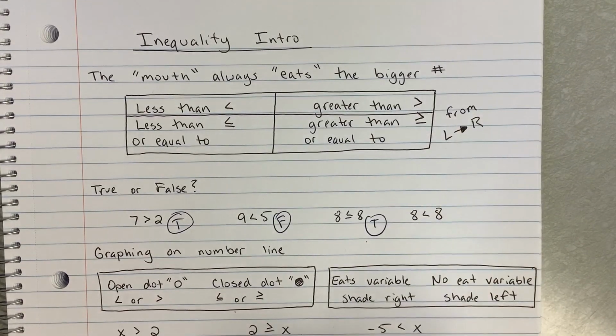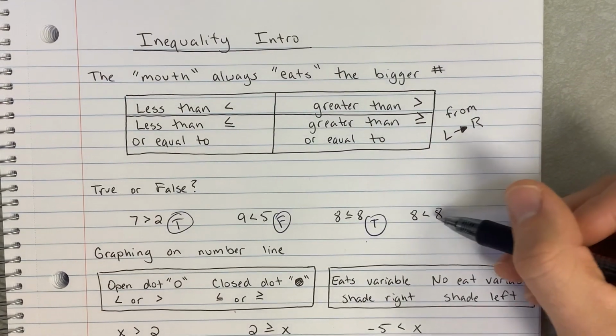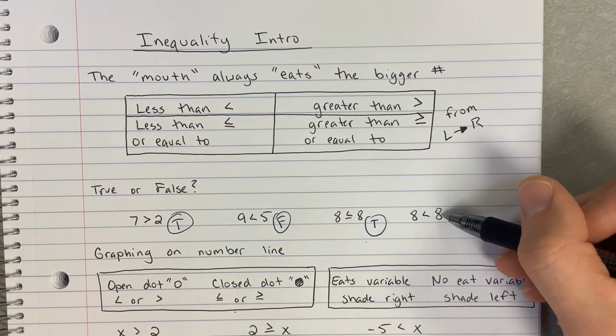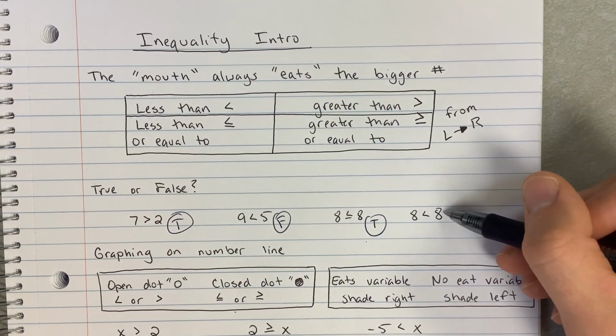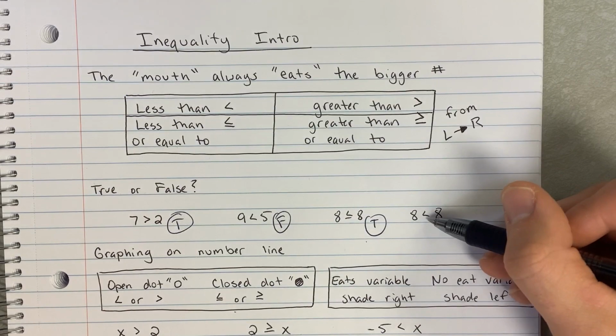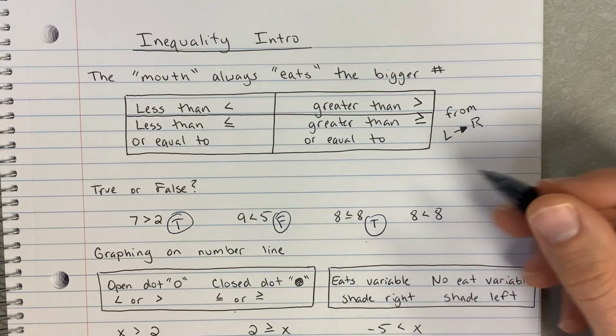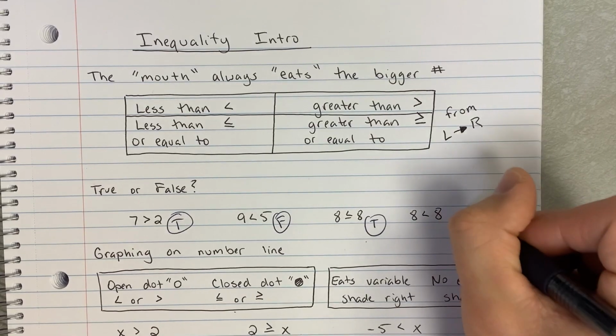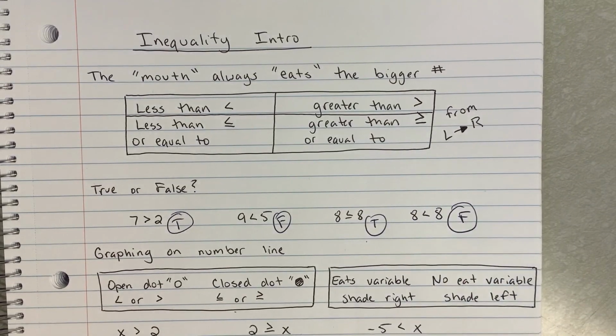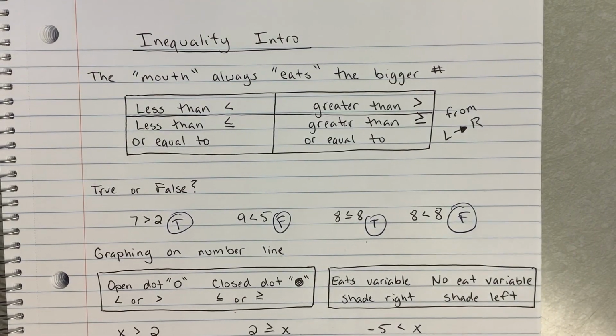That's okay with me. But now this one, the mouth is eating the bigger number, which is the case of 8. I ask myself, is 8 bigger than 8? Well, it doesn't have the equal to, it's missing. So this is actually not true. 8 is not bigger than 8, it's equal to it, okay? So this is false. This is a false statement. And that's all I do, guys. I just look which way the mouth is opening and then see if that's actually bigger. That's it. Simple.